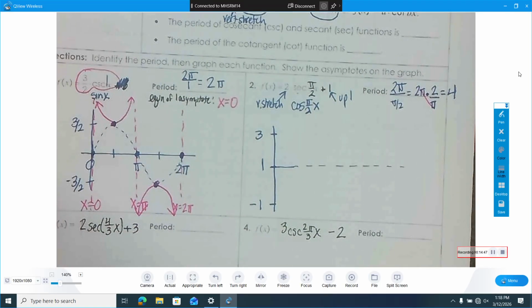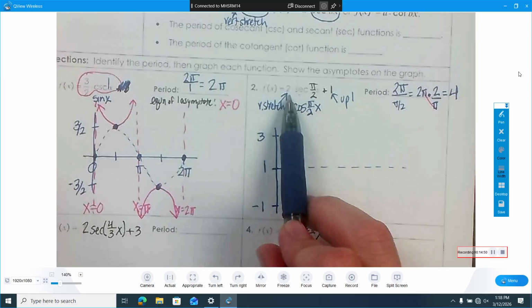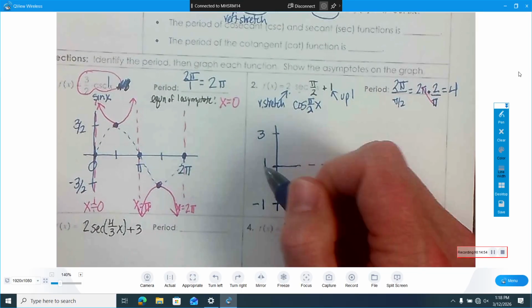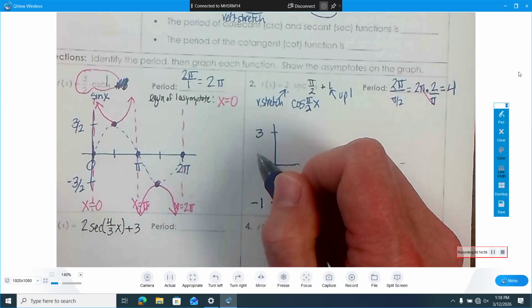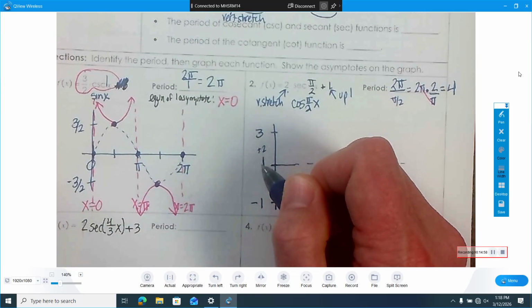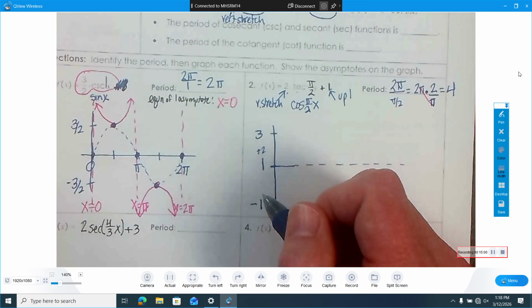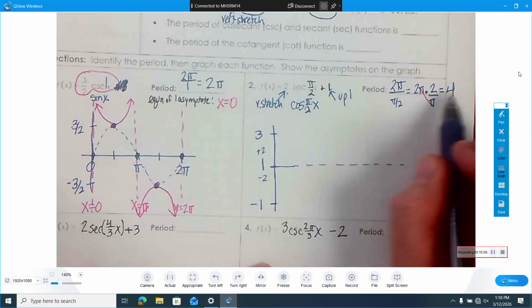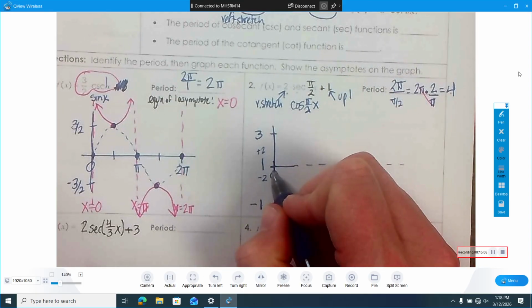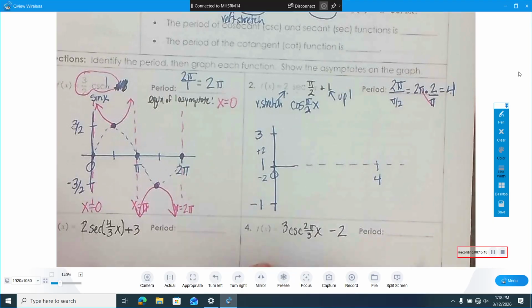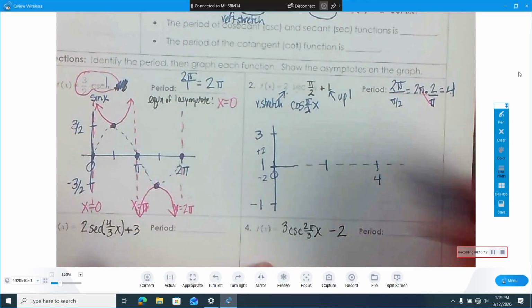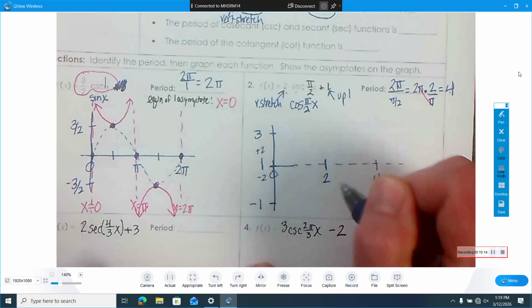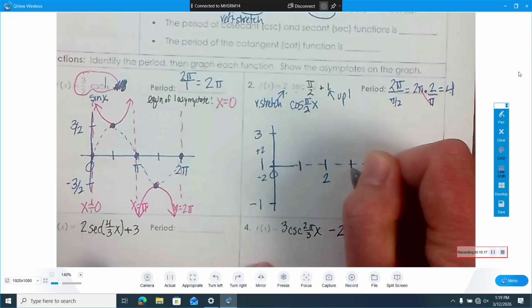How is our maximum 3? Because it has a vertical stretch of 2. So if we're starting here at 1, it's adding 2 for the amplitude and subtracting 2. Yeah? Okay. Now, our period is 4, which means it starts at 0 and ends at 4. And what's halfway? 2. And between that? 3. Yeah, 1 and 3.